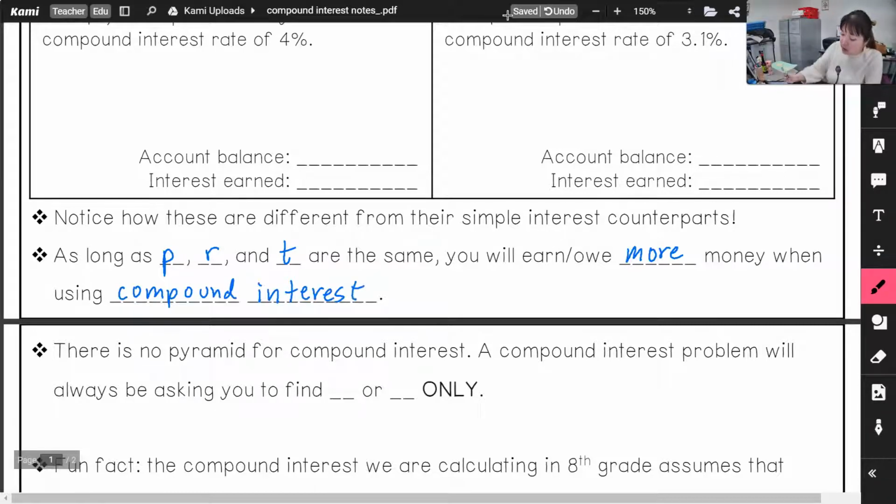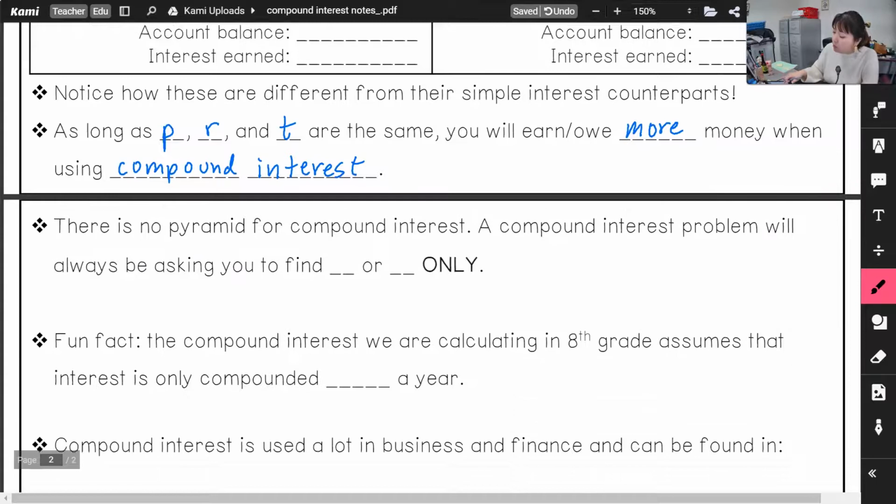Now, that doesn't mean compound interest always makes more money than simple interest, because, yeah, if you have a way higher principal with simple interest, or maybe the rate is super low, like those things are different, then maybe in some cases a simple interest account will make more money. But if P, R, and T are the same for both, the compound interest account will always make more money than the simple interest account.